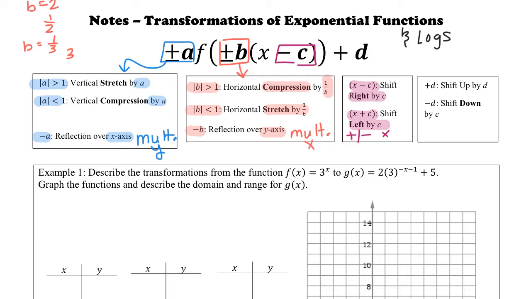And then last but not least, we have the d value at the end. This is the one that makes sense. If you have plus d, it's a shift up by d. Minus d is a shift down by d. And this one is either added or subtracted to your y's.